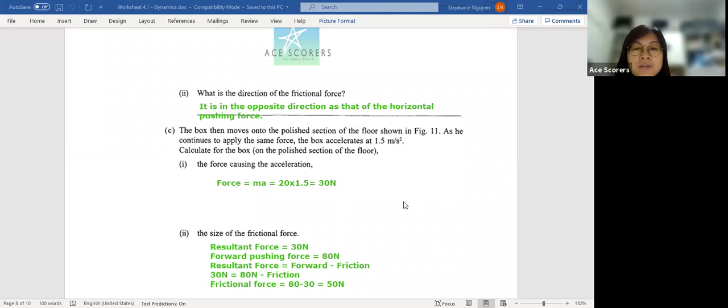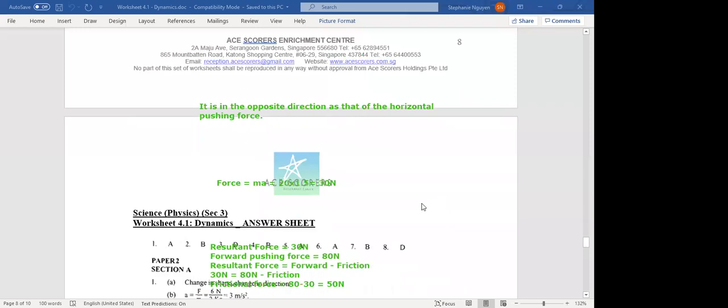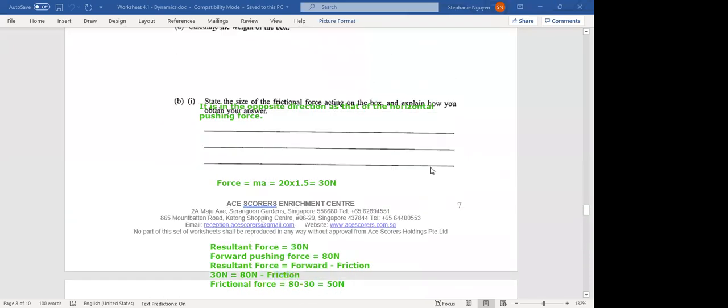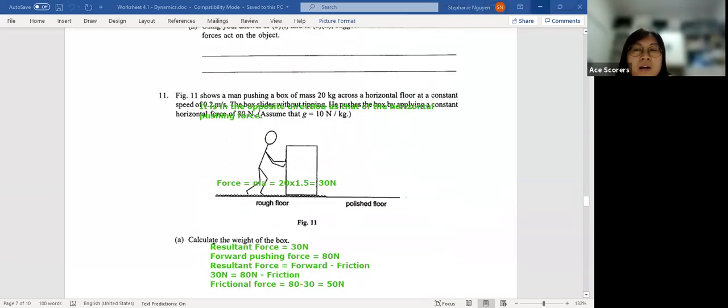Okay, so that's good. And we are done with this paper. This is the worksheet 4.1. Any questions so far? All right, just applying the F equals to MA throughout the whole practice questions. So we still have a bit of time. Do you need to go to the washroom? If not, I'll go on with the next set of papers.